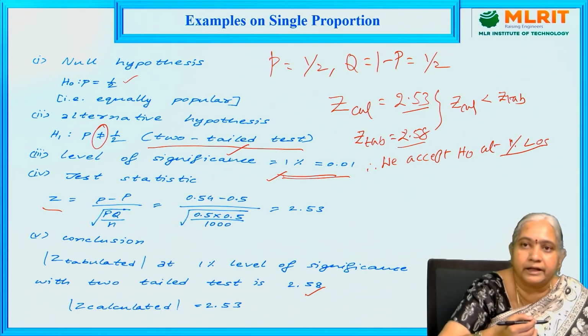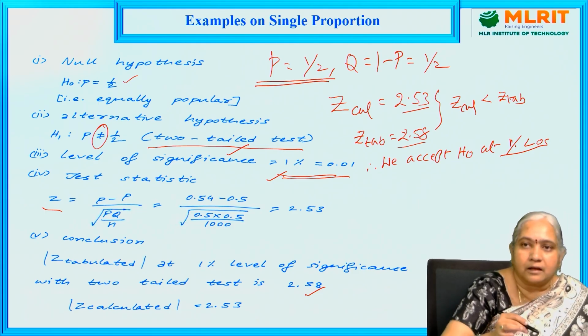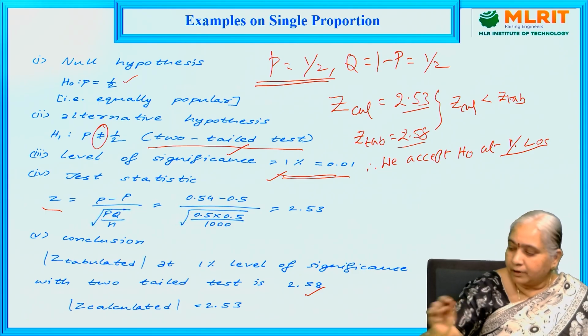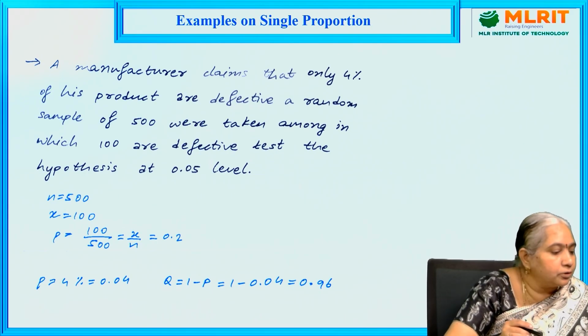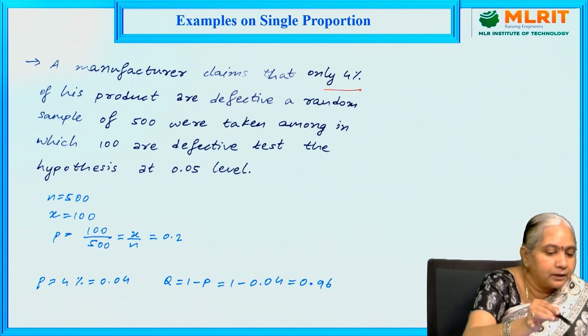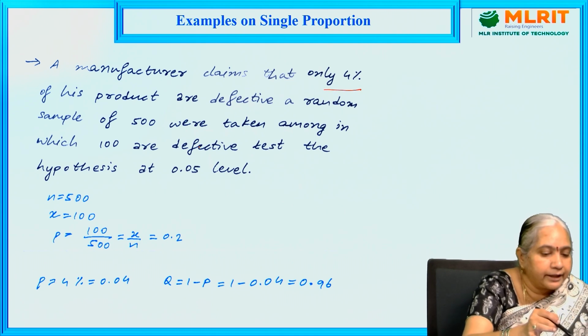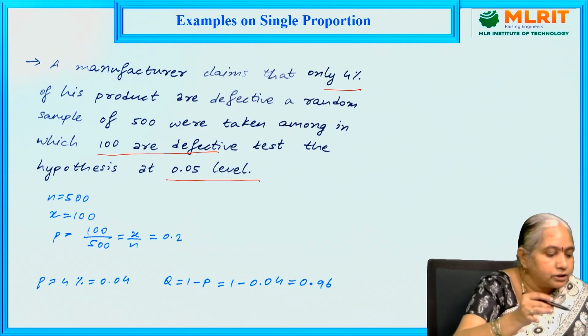Or in our estimation about the population parameter, that is capital P equal to 1 by 2. Now see the next example. A manufacturer claims that only 4% of his product are defective, and a random sample of 500 were taken, among which 100 are defective. Test the hypothesis at 0.05 level.